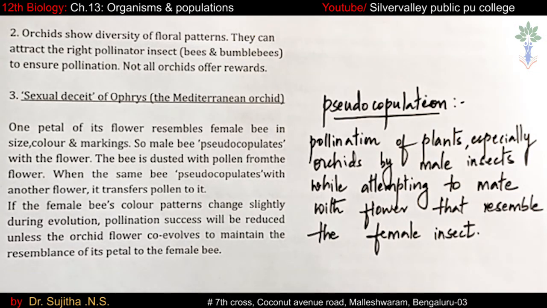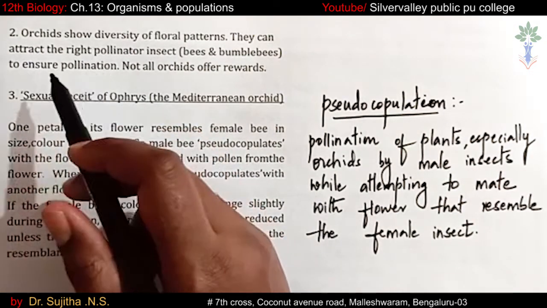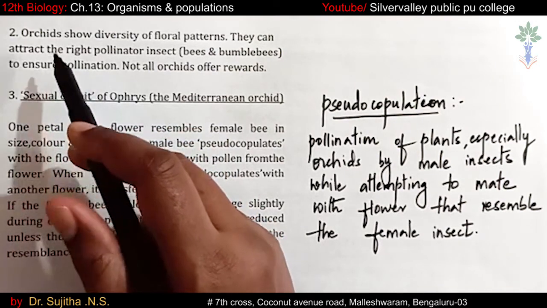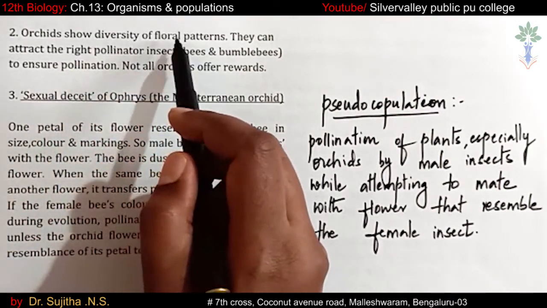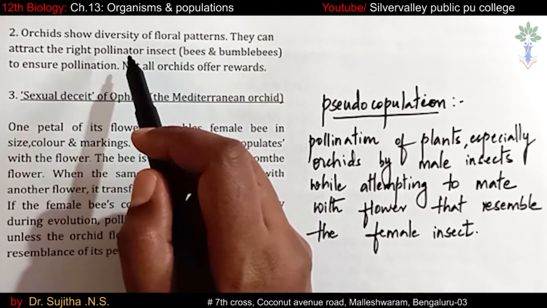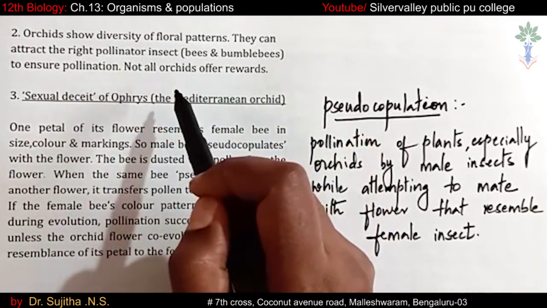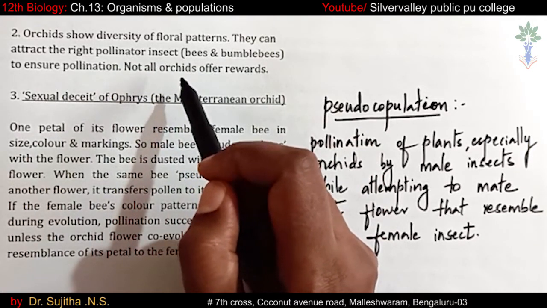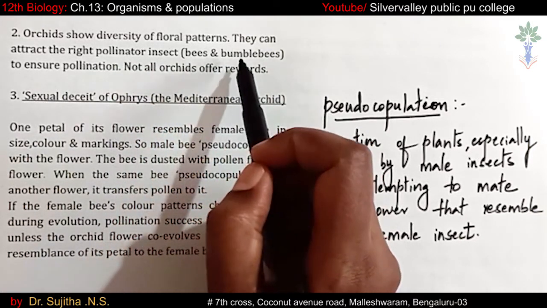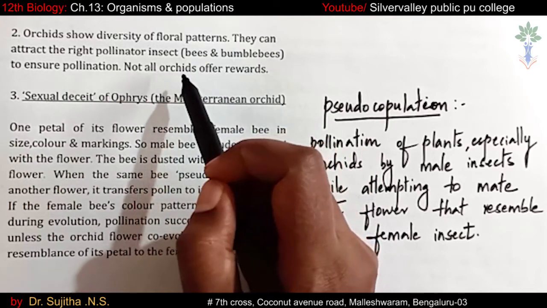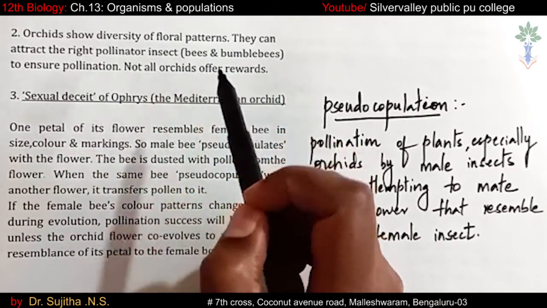And the second example is that of orchids. To ensure the pollination takes place, the orchid shows a diversity of floral patterns, thereby attracting the important pollinator insects like the bees and bumblebees. The orchids, in turn, reward the bees and bumblebees with the nectar. But not all orchids offer this reward.